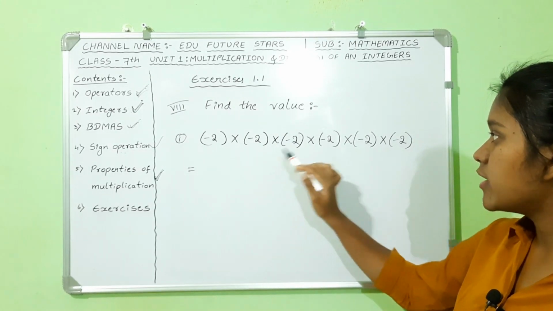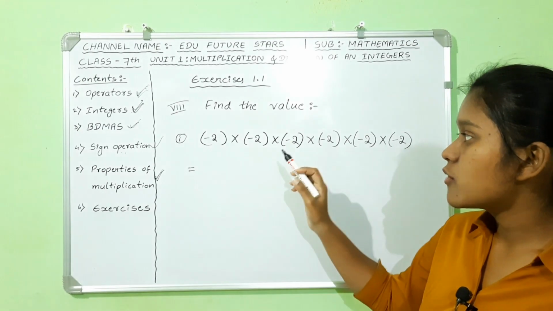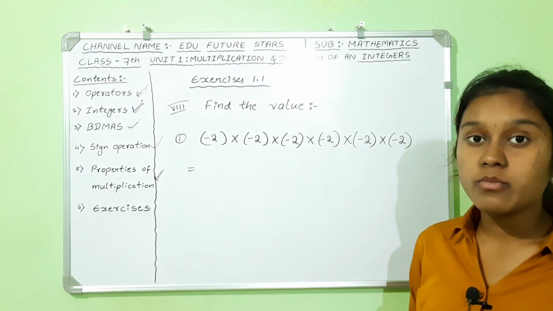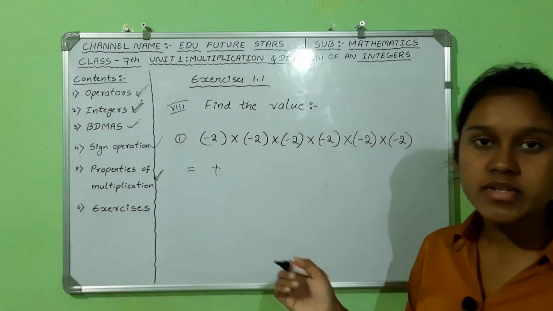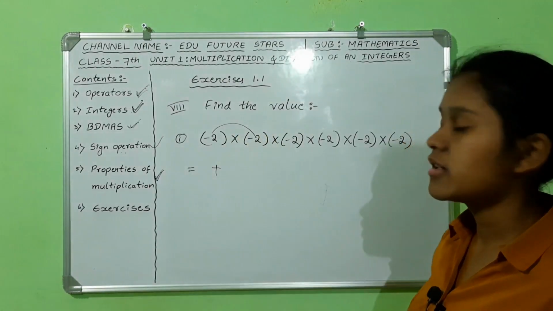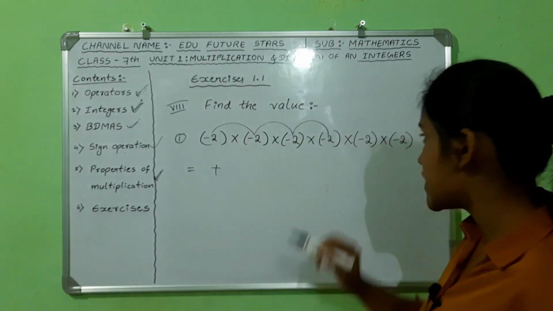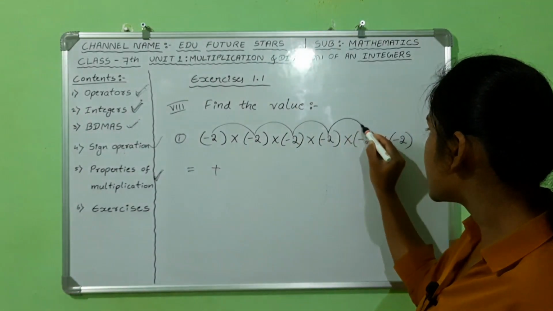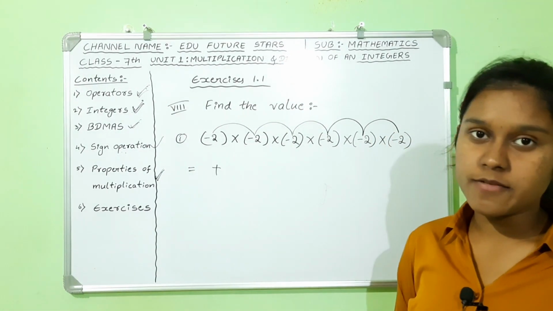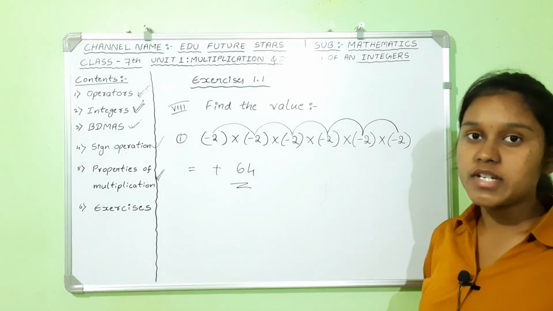Here we have 6 times of minus 2. So 6 times of a negative integer means what? 6 is even, so obviously the result will become positive. So the positive sign will come. Now let's multiply. 2 twos is 4. 4 twos are 8. 8 twos is 16. 16 twos is 32. 32 twos is 64. So our answer is positive 64.